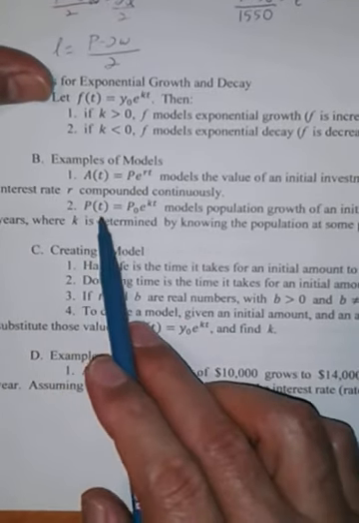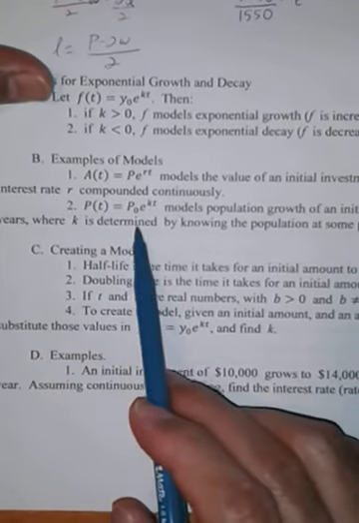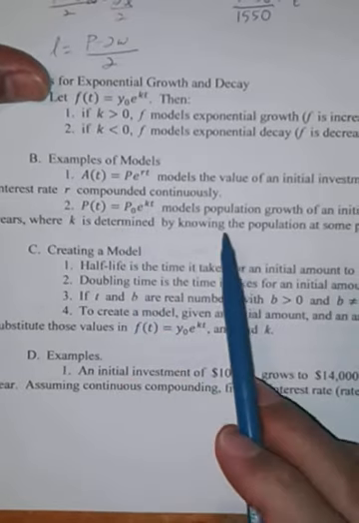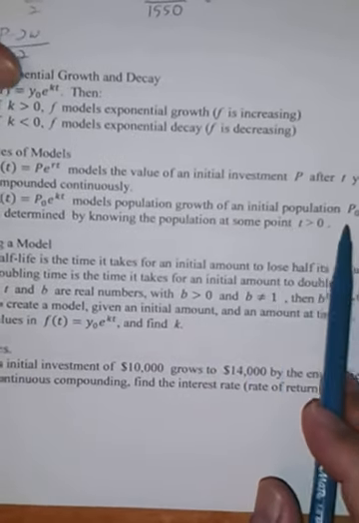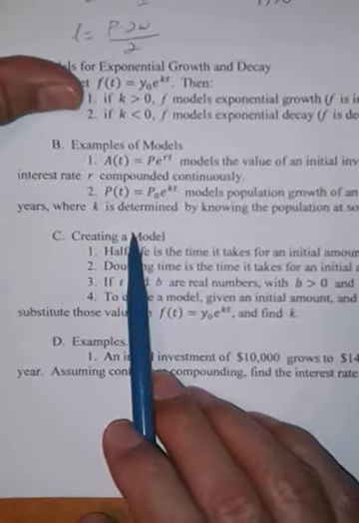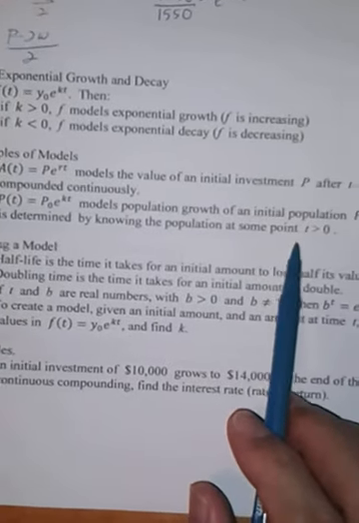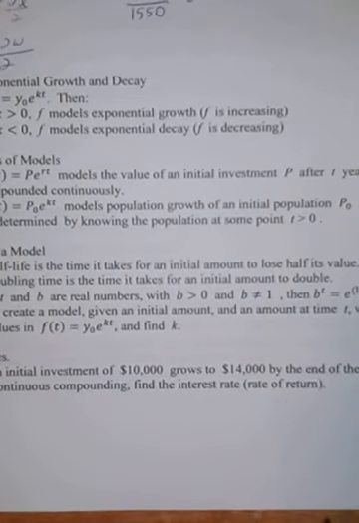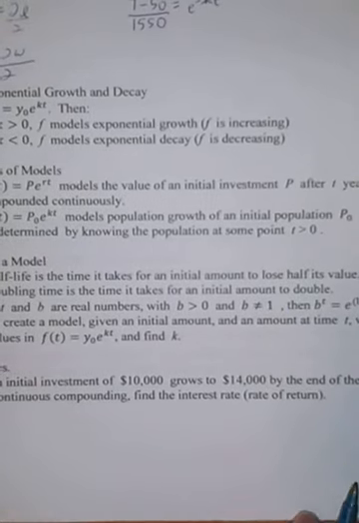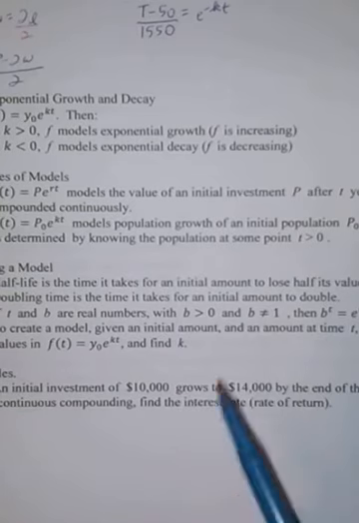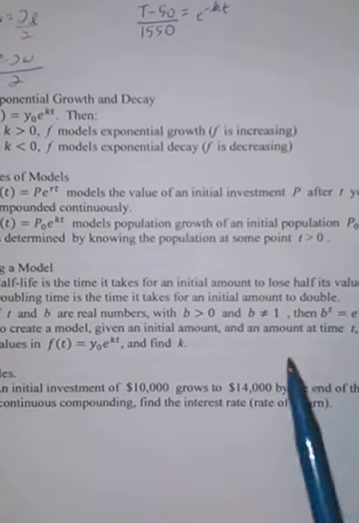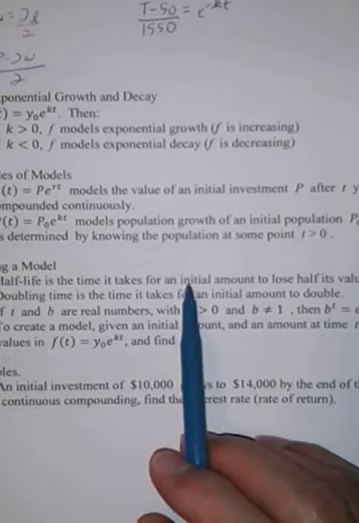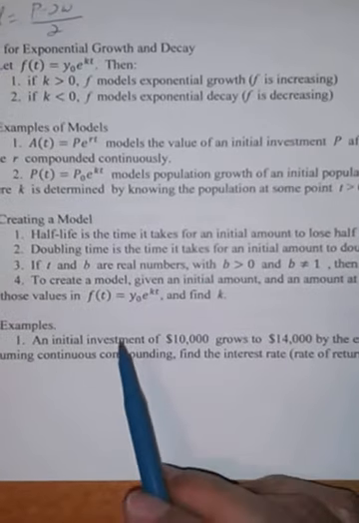Number 2, P of t equals P naught e to the kt. Notice it's really the same function, just with different names. It models population growth of an initial population P naught after t years, where k is determined by knowing the population at some point t greater than 0. What that means is we need to know the initial starting population, and then we need to be told after this number of years there are this number of whatever population we're looking at. Okay, and we'll see an example of that.